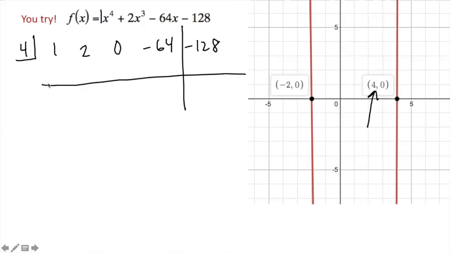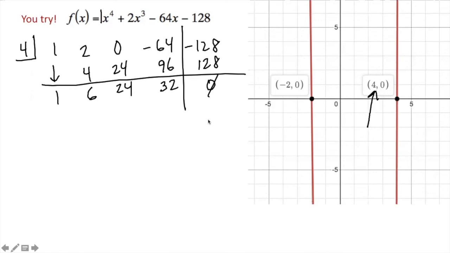Answer line, remainder line, bring down this leading coefficient, multiply back. 1 times 4 is 4. Get your sum here. 2 plus 4 is 6. Multiply back. 6 times 4 is 24. Get your sum. 0 plus 24 is 24. Multiply back. 24 times 4 is 96. All right, so let's see. -64 plus 96 would be, is that 32? And then 32 times 4 is positive 128. And with a little bit of luck, those indeed cancel, which is what we needed.